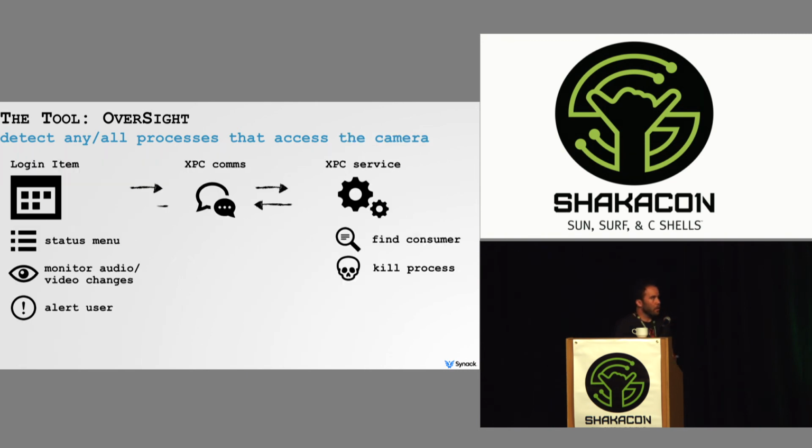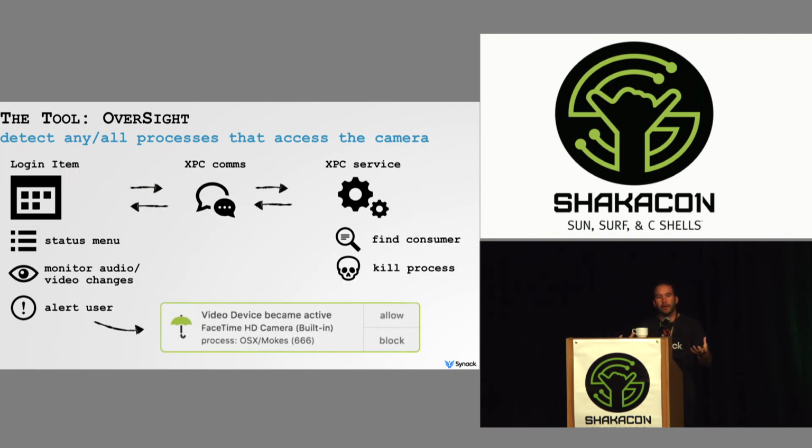So how does Oversight work? Basically, there are 2 components. There's a login item and an XPC service. The login item runs in the context of the user's session, basically just creates a little icon in the status bar, and it does 2 things. It monitors for the audio and video change notification, and then generates or displays the alert to the user because it's running in the context of the user session.